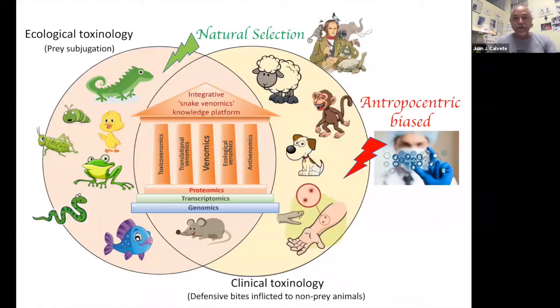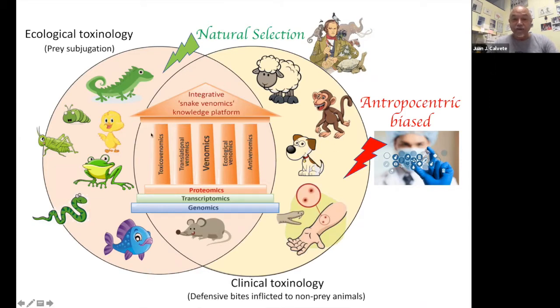toxinology. So here are both domains of toxinology in this slide. You see we have here ecological toxinology, where the main purpose of venom is prey subjugation, not necessarily killing the prey, but prey subjugation, and it is driven by natural selection. And on the other side, we have clinical toxinology, which is anthropocentric biased, and has nothing to do with the type of prey that the snake that produced the venom prefers.